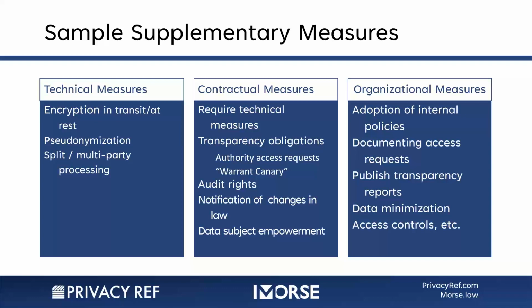Okay. Now, there are also contractual measures. The obvious one is to require some technical measures. We see that in the data processing agreements today. We also see that in standard contractual clauses today. There are some transparency obligations. One, if there is a request by a local authority to see the data, to communicate that to the exporter before you fulfill it.